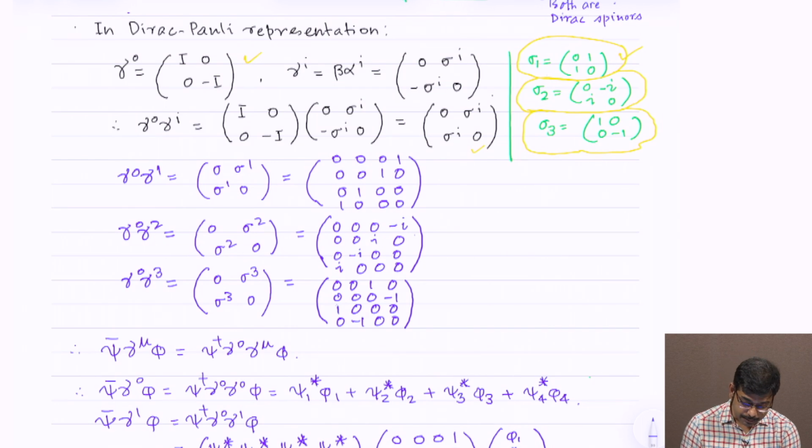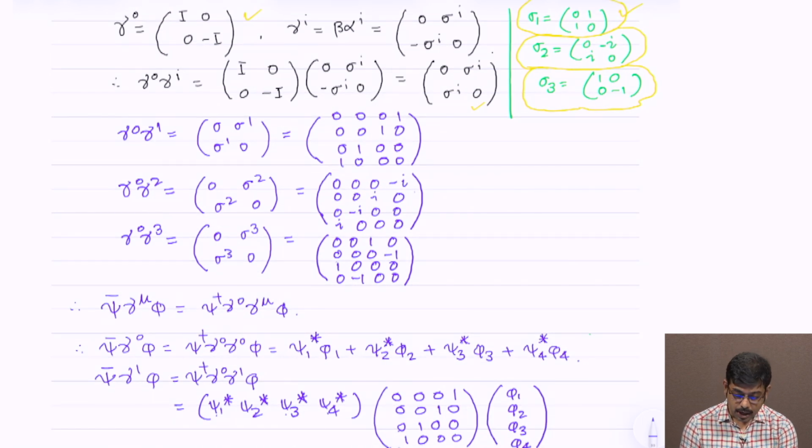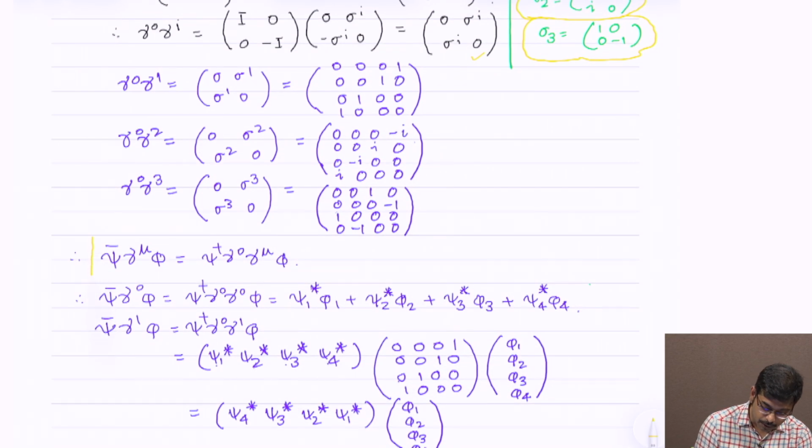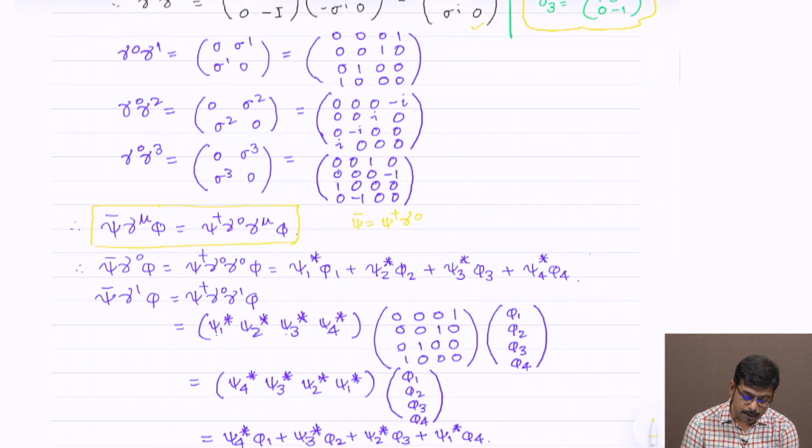Now, why did I write them explicitly? Just because I want to evaluate this particular current which is appearing in the QED interaction, which is of the form psi bar gamma mu phi, where, from the definition, psi bar is what? Psi bar is psi dagger gamma 0, correct. So, from here I can say that psi bar gamma 0 phi will be psi dagger gamma 0 into phi. Now, what is gamma 0 gamma 0? Gamma 0 gamma 0 is gamma 0 squared, which is equal to 1.